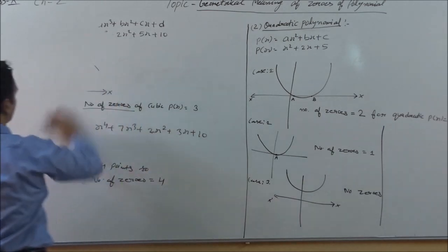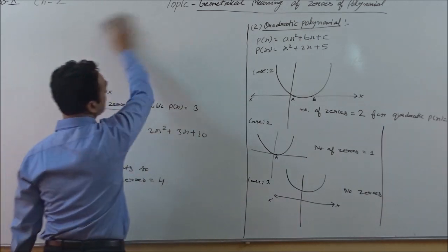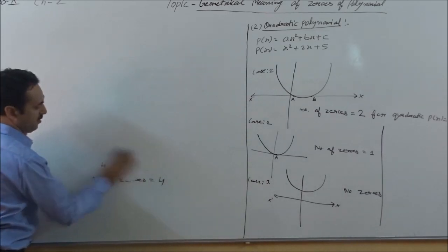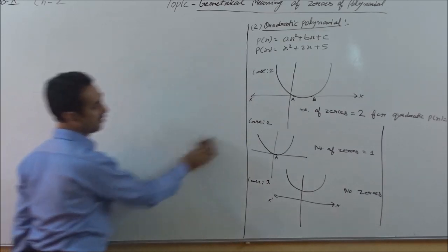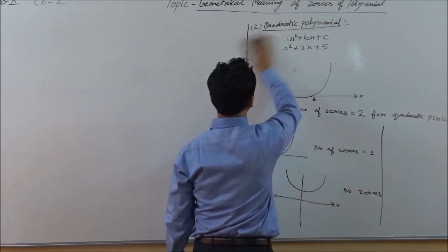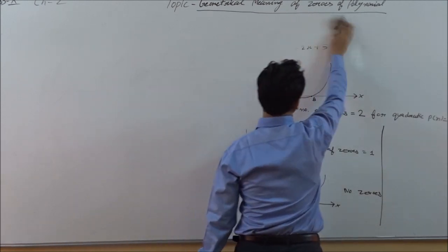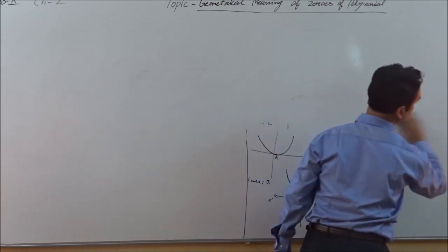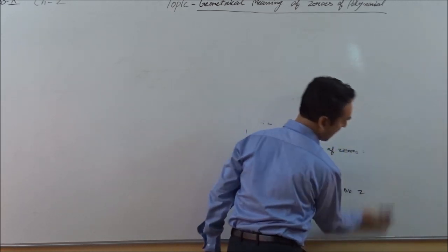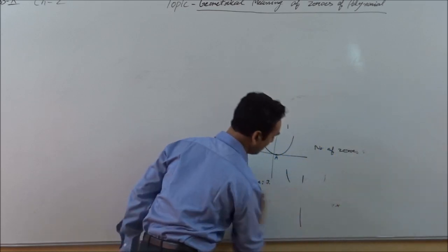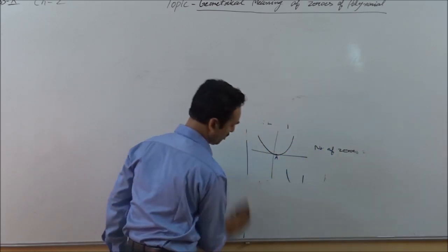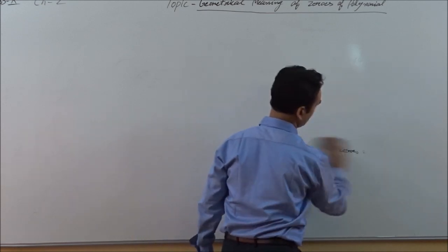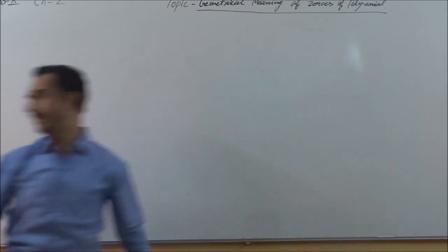Now we will learn about the next topic, which is the relationship between the zeros and coefficients. About the coefficients you have learned in class 7, 8 and 9. So we will first see the relationship between the zeros and coefficients for the linear polynomial. The linear polynomial, you know, has degree 1.